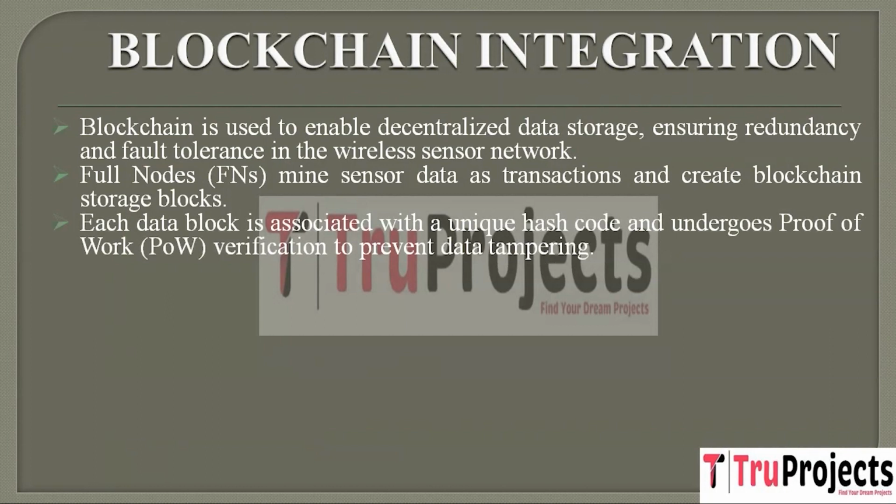POW verification, that is, proof of work verification, ensures the validity of the data block before it is added to the blockchain. This verification process safeguards against data tampering and maintains the integrity of stored information.